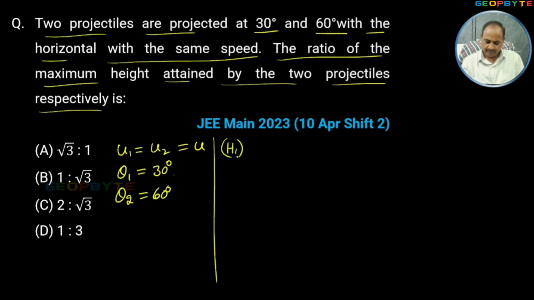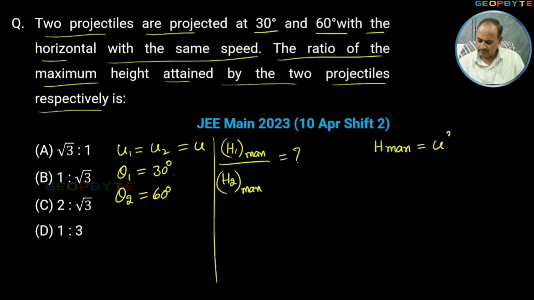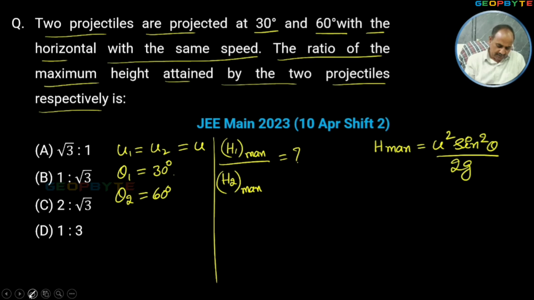H1 max divided by H2 max is how much? That's the question. But what is the H max formula? H max formula is u square sine square theta by 2g.